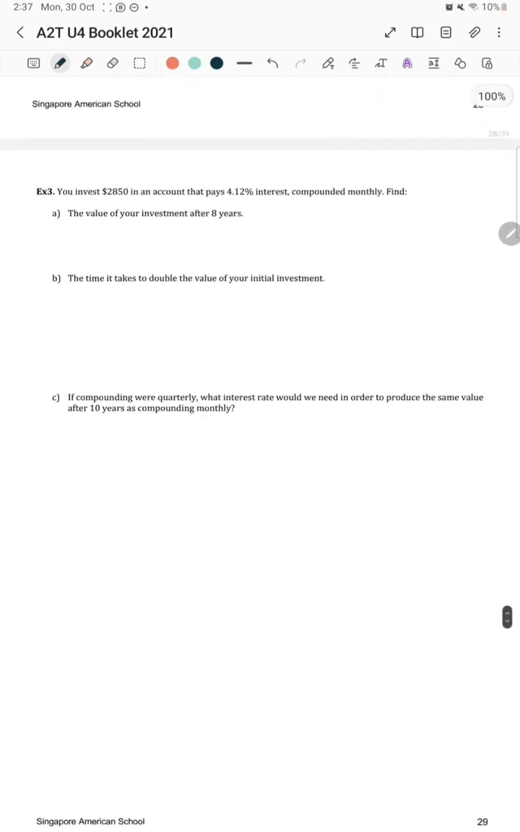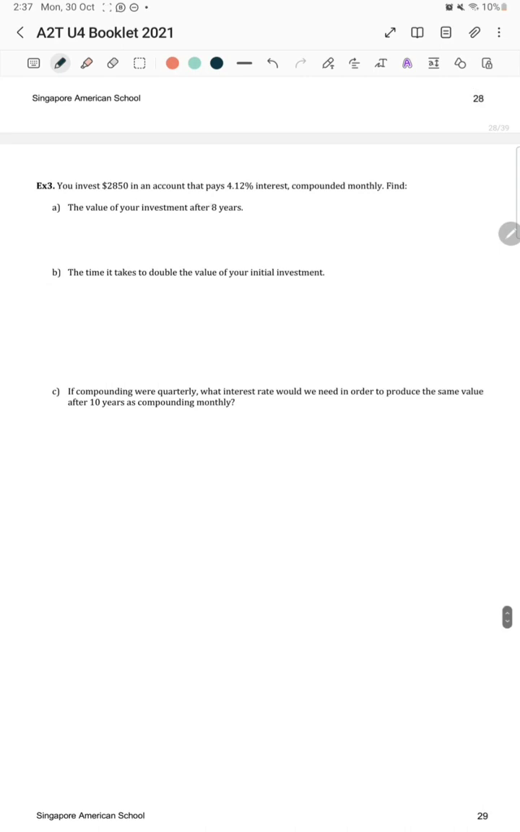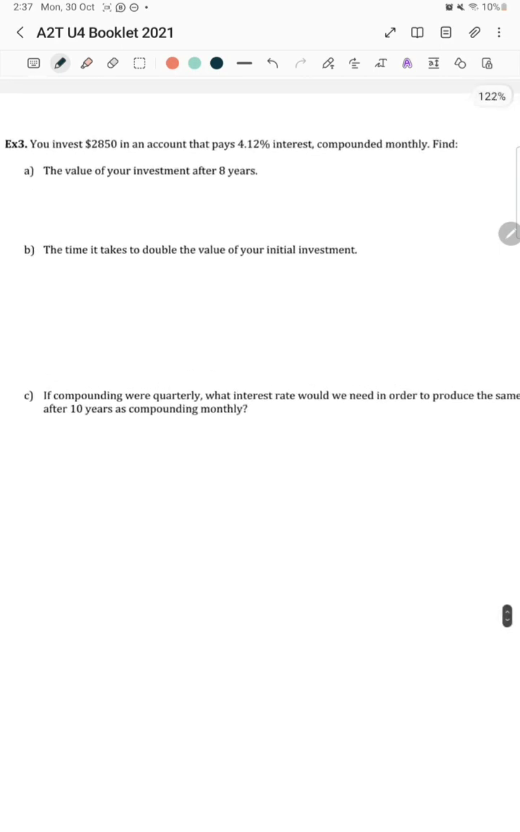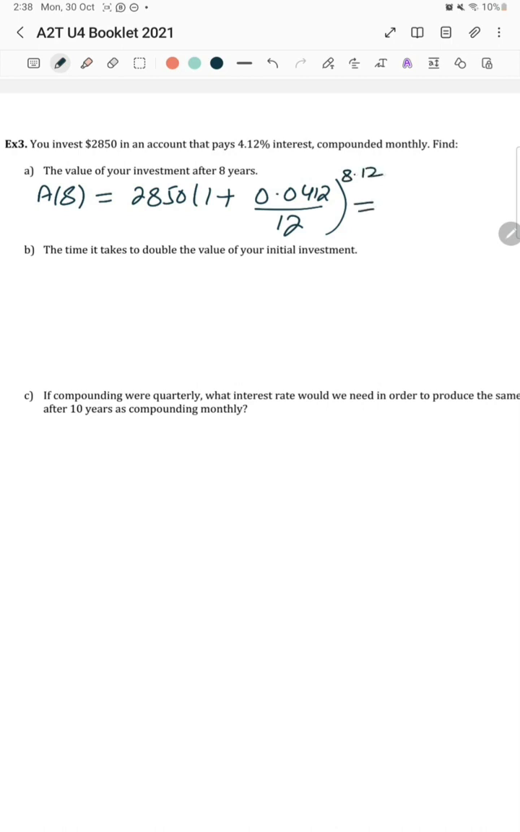Okay, you have $2850 in an account that pays 4.12% interest compounded monthly. So now they're going to compound monthly. If they compound monthly, we want the value of the investment after 8 years. So A of 8 is equal to 2850 times 1 plus 0.0412 divided by 12 months, and 8 years, so 8 into 12. Solving this, we will get $3960.